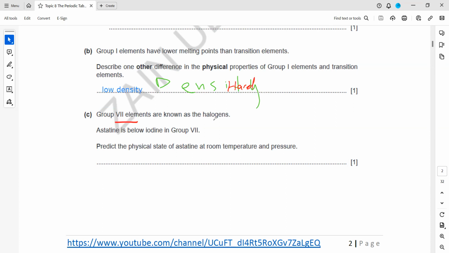Group 7 elements are known as the halogens. Astatine is below iodine. Predict the physical state. We have fluorine, chlorine, bromine, iodine, and astatine. So the first two are gases. This one is a gas. This one is a gas. Bromine is liquid. Iodine is solid. So what is the physical state of astatine? That should be solid at room temperature.